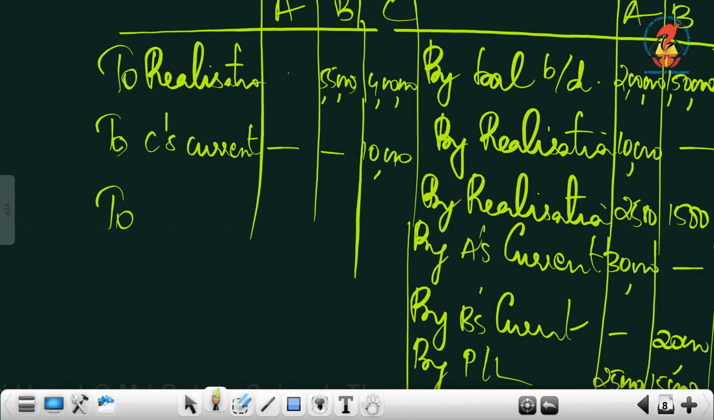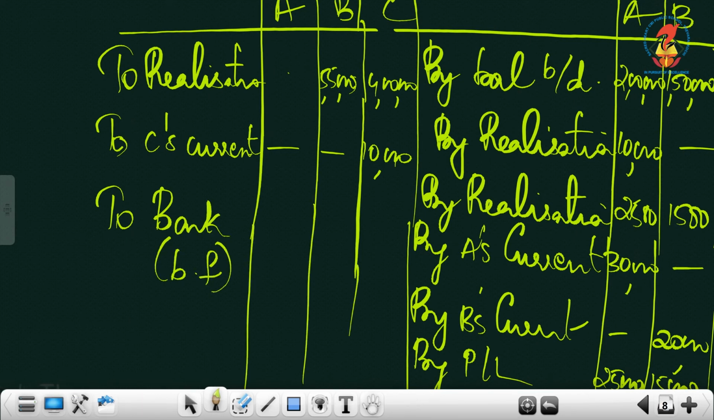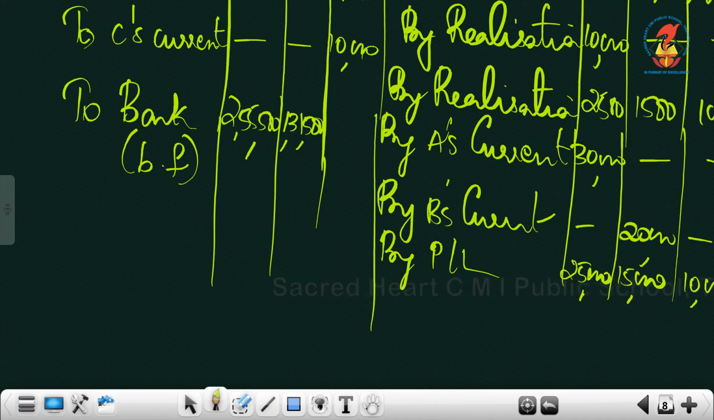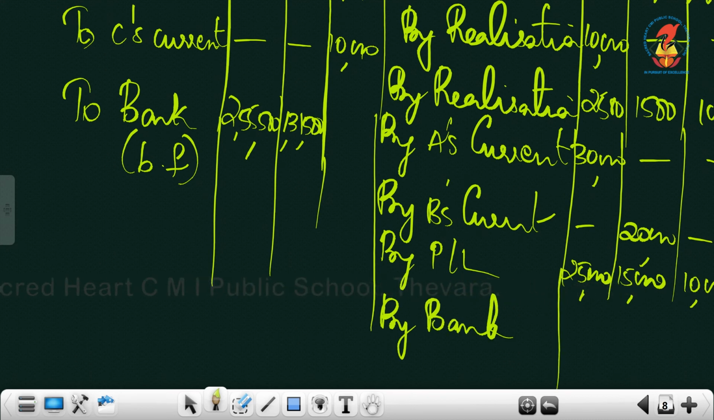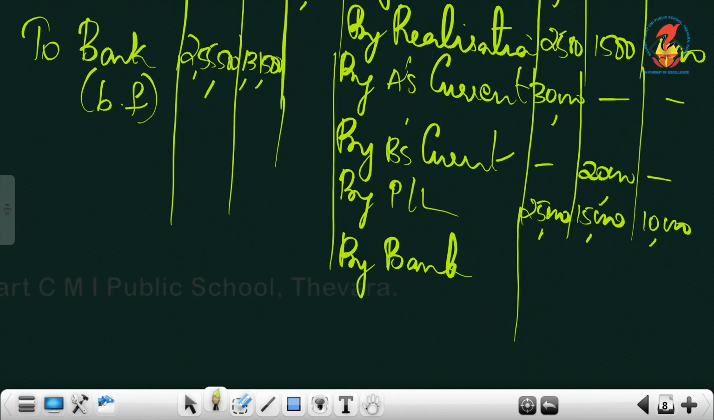Find the balancing figure. If the shortage is on debit side, there you write to bank. The balancing figure is 2,55,500. Just compute the balancing figure, and 1,31,500. Then for C on the other side, by bank, you compute C's value, 2,49,000.